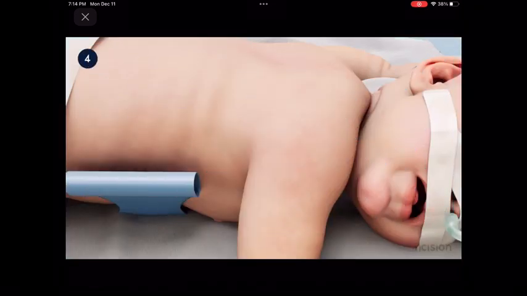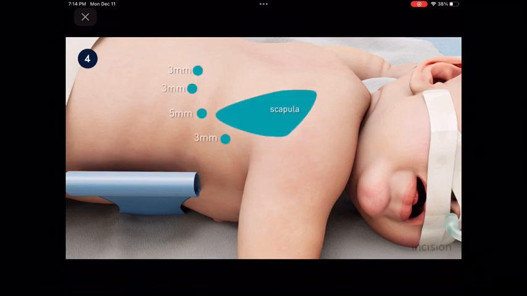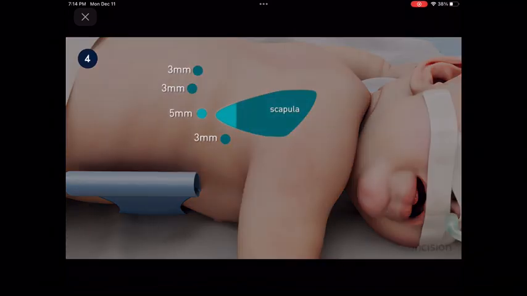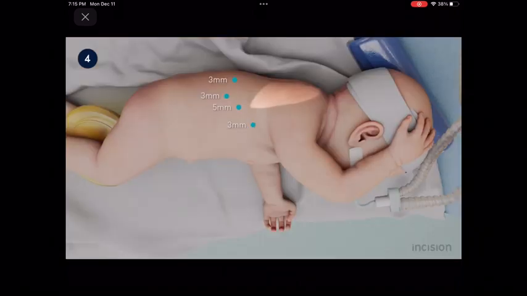Next, introduce the trocars. In this repair, 4 ports are used. One 5 mm camera port, 1 cm caudal to the inferior angle of the scapula, 1 3 mm port on the right, ventral to the scapula and lateral to the right nipple, and 2 3 mm ports on the left side. The position of the trocars in the lateral decubitus position is shown in this overview.